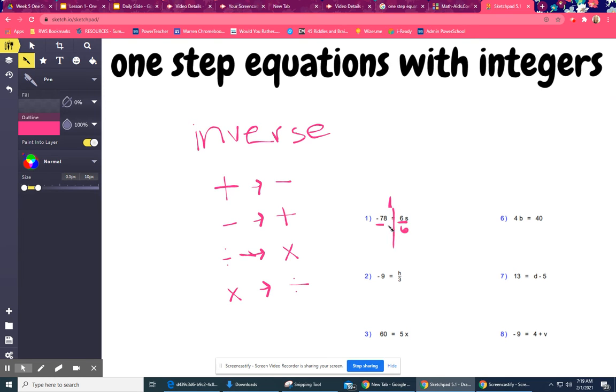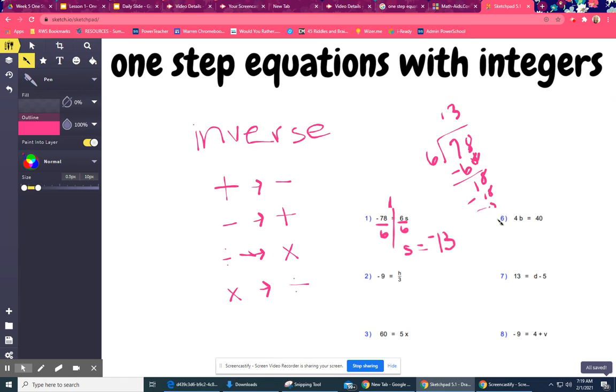Now I'm going to have to divide negative 78 by 6. So you need to remember your division and multiplication rules. When you divide a negative by a positive, your answer is going to be negative. So 78 divided by 6. 6 can go into 7 one time. I will subtract, get 1, drop down my 8. 6 can go into 18 3 times. And then I would get 0. So my answer is negative 13.